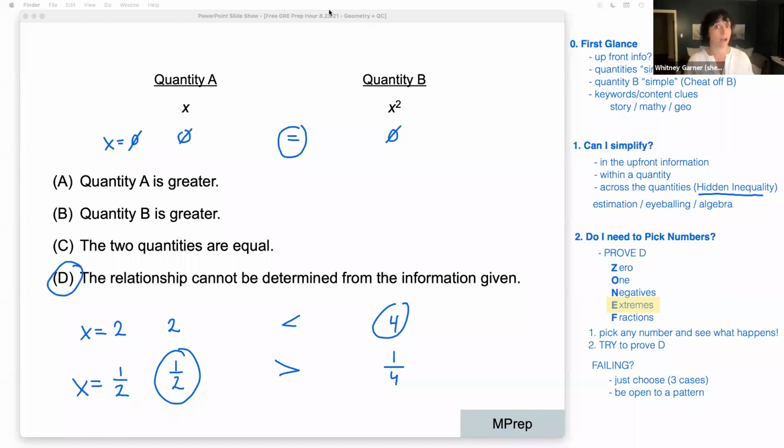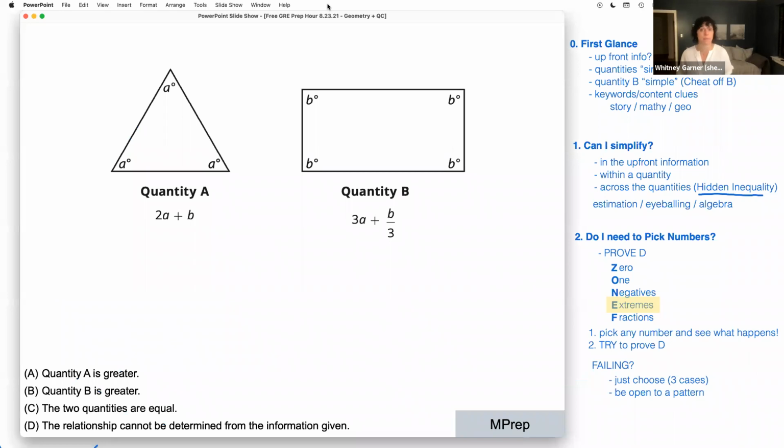The relationship cannot be determined because depending on the value of X I choose, I get different answers. So let's do it. Let's jump into some questions. We will start with some basic rules of geometry.